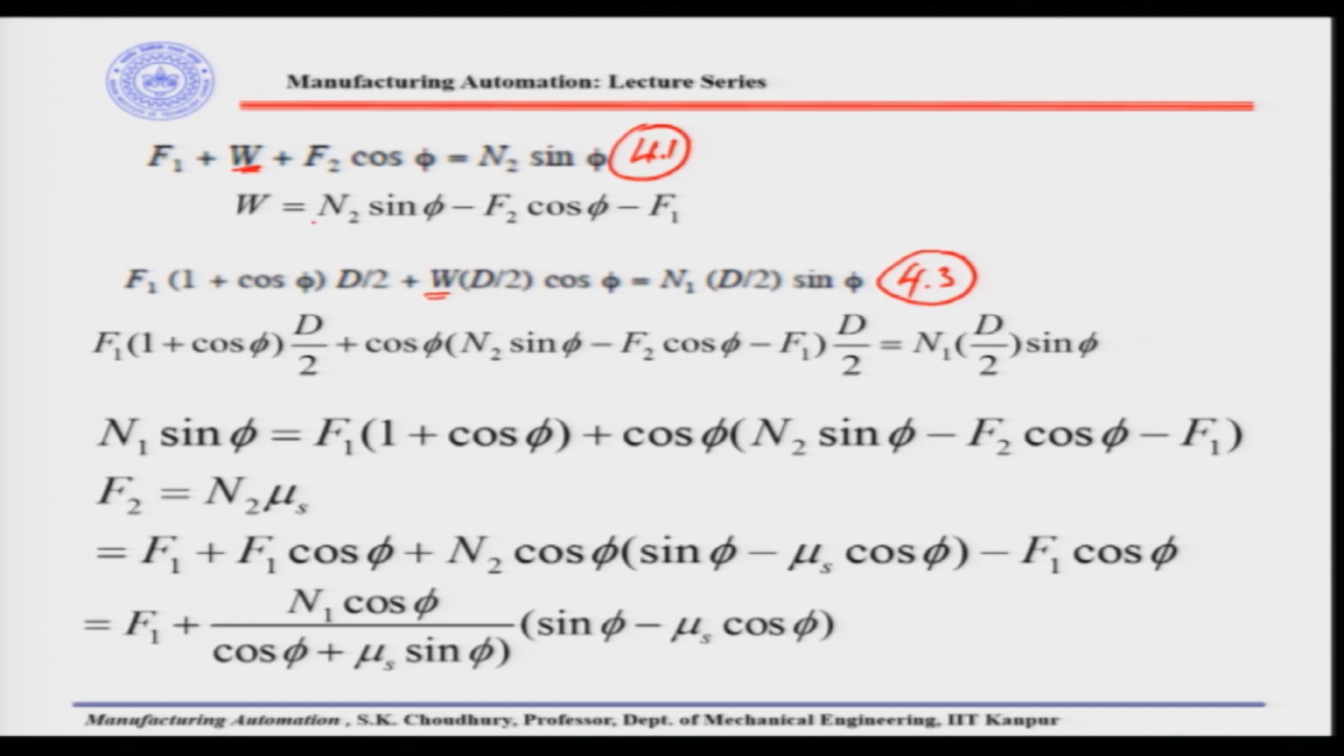So, it will be like this, because w is becoming N2 sin phi minus F2 cos phi minus F1. Exactly this value we are putting here in place of w. Okay. So, the remaining will be cos phi here and the d by 2 here, and the remaining is the same. So, if we solve this equation, it will be in this form: N1 sin phi we are taking from here, d by 2 we are cancelling, so N1 sin phi is equal to F1 into this and this remaining.